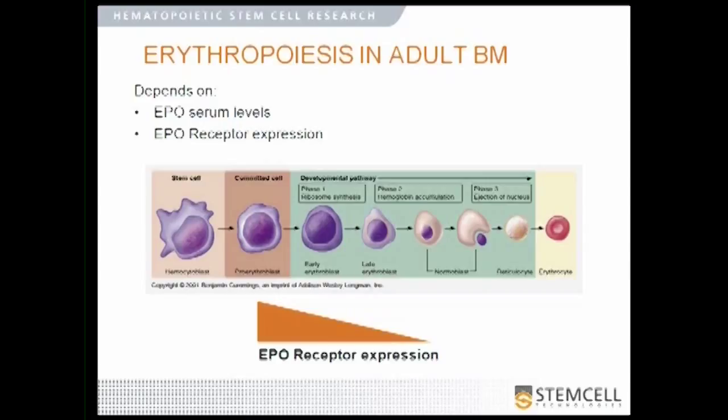This process is regulated by two things. First, the level of erythropoietin in the serum, and then the level of expression of the erythropoietin receptor on the target progenitor cell population. The expression of the erythropoietin receptor is restricted to very specific cell populations downstream of the hematopoietic stem cell, and the level of receptor expression decreases as erythroid progenitors differentiate.